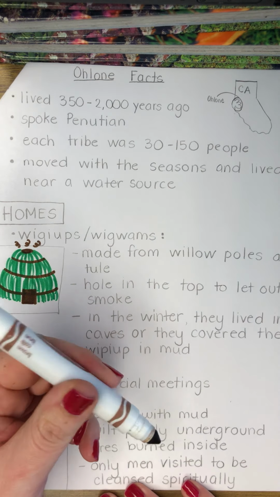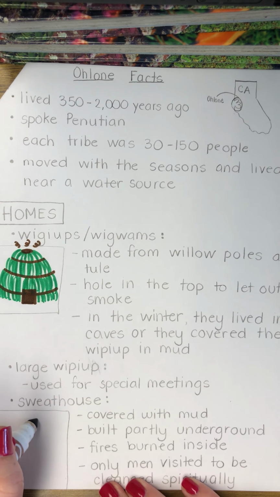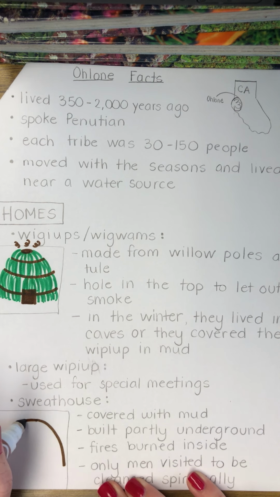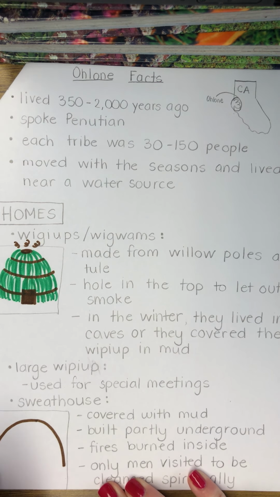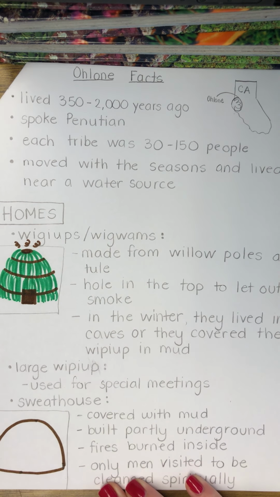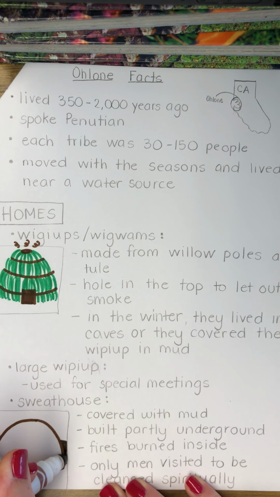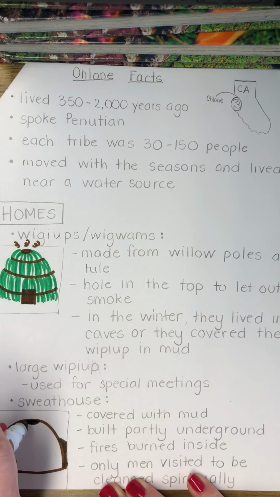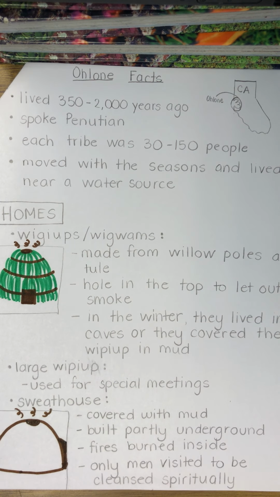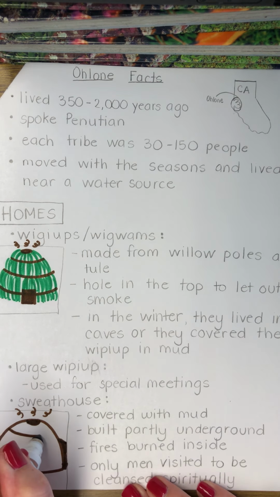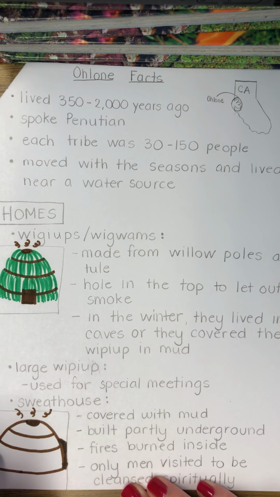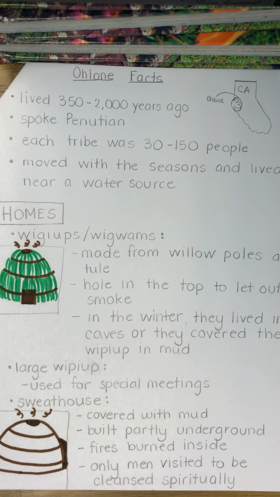But brown. So I'm going to take my brown marker here, and I'm going to sort of draw that same shape that we had for the wiggyup. Okay. With like a little bit of a curved bottom here. Remember, it's partly underground, so this would be maybe part of the dirt or the earth. It did have a hole at the top, even though they wanted it hot. You can't go in an area that is full of smoke. You'll get very sick. And they still had those willow poles, right? But the tule grass was covered with mud.